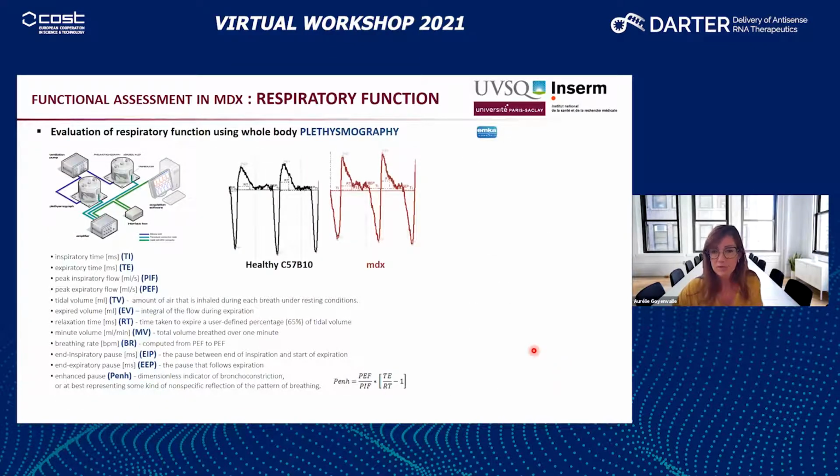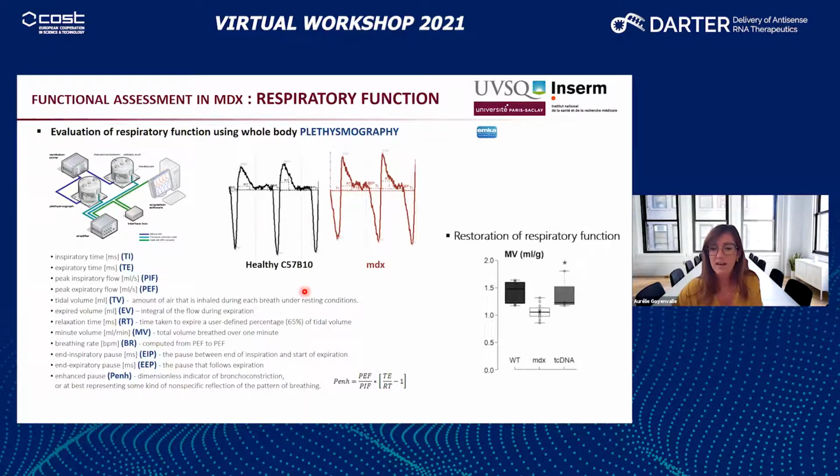You can have a look at the respiratory function using what we call plethysmography, where you can place the mice here in cages that measure all the pressures, and that gives you a lot of different measures, such as the inspiratory time and expiratory time. The respiratory function is impaired in MDX mice. You can see the curve here is quite different from the healthy mice. I've given you here the example of the minute volume, and you can see that the minute volume is significantly reduced in MDX compared to wild type. This is a way of showing that your treatment had an effect on the respiratory muscle.